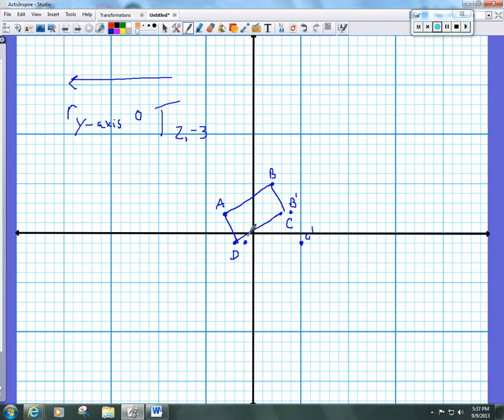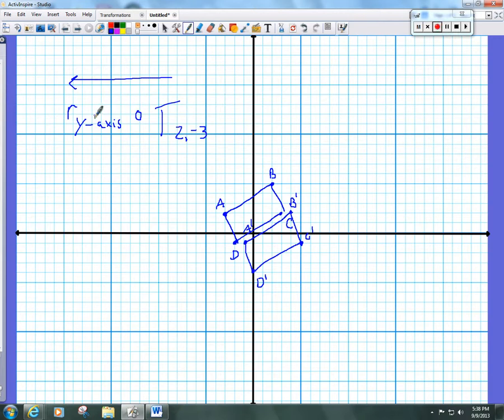1, 2, 1, 2, 3, I put a point. This point would be A prime, and 1, 2, 1, 2, 3. This point would be D prime. Connecting my new picture here, which is pretty close to my original image. There's where I get after my first translation of negative 3.